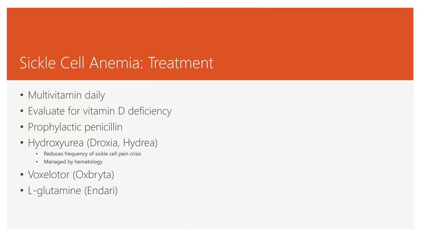Treatment includes a multivitamin, evaluation for vitamin D deficiency, and prophylactic penicillin, usually Pen-VK. Hydroxyurea reduces the frequency of sickle cell pain crisis. These patients are managed by hematology. You may have sickle cell patients that you see, but for sickle cell anemia, they are managed by hematology.